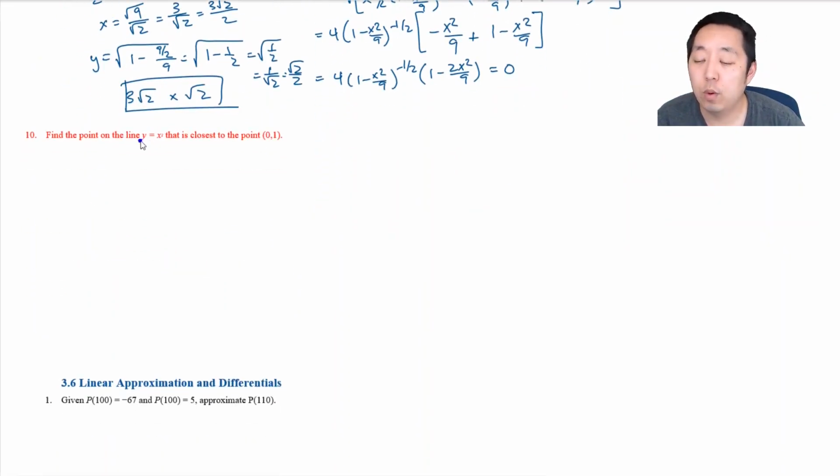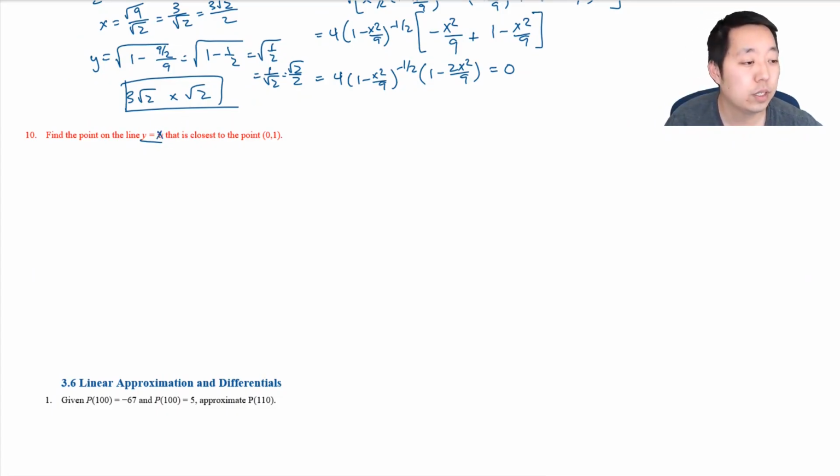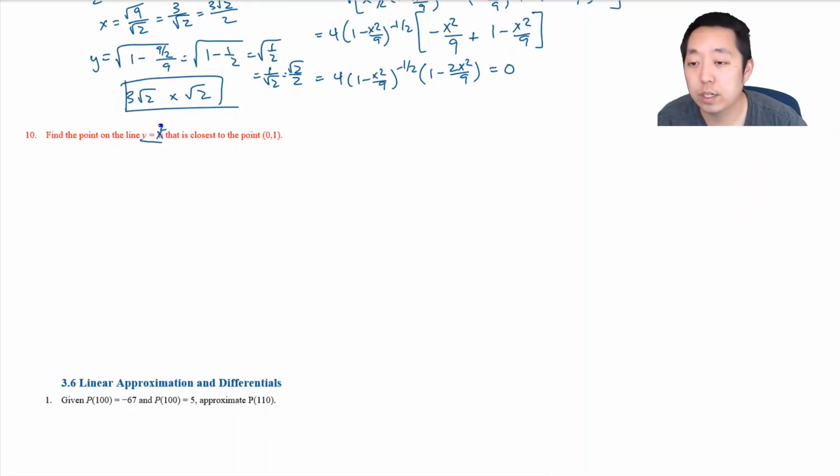Find a point on the line y equals x squared. That should say x to the, let me check real quick. That is x squared, that's what I thought. Y equals x squared that is closest to the point (0, 1).